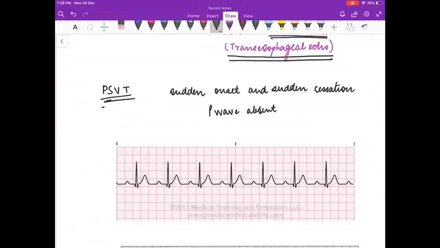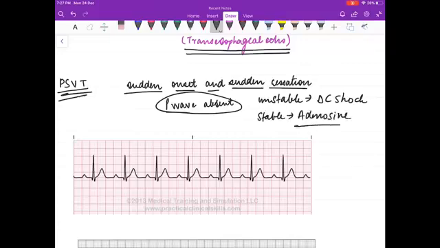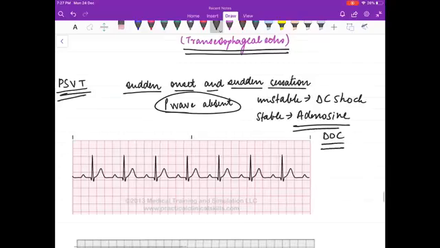Okay. Now moving on to PSVT, we have already discussed PSVT. It is sudden onset and sudden cessation. P wave is absent, and how do you treat it in an unstable patient? In unstable patients, you give DC shock, and in stable patients, you give adenosine. Adenosine is the drug of choice for PSVT.